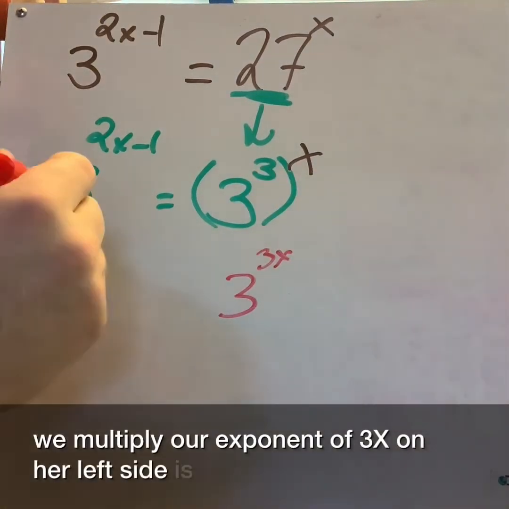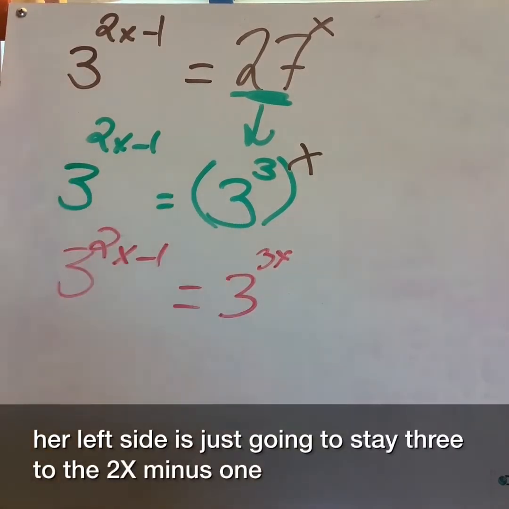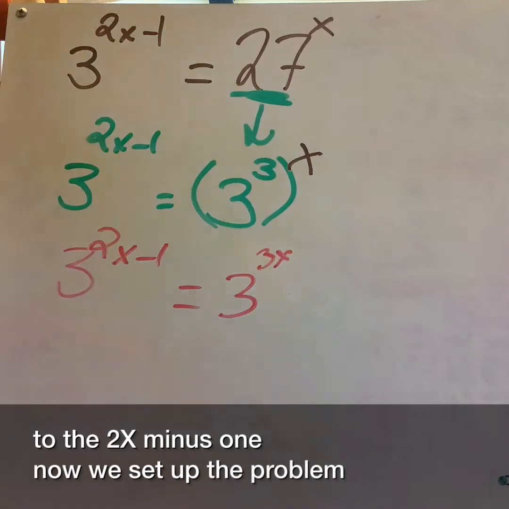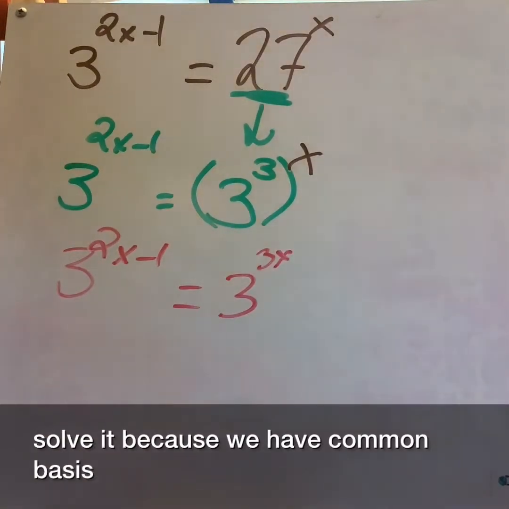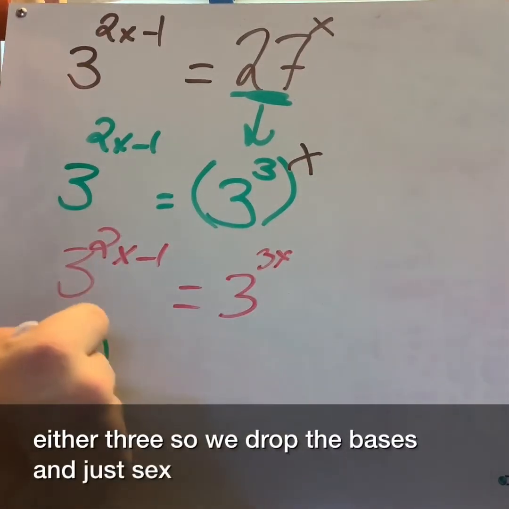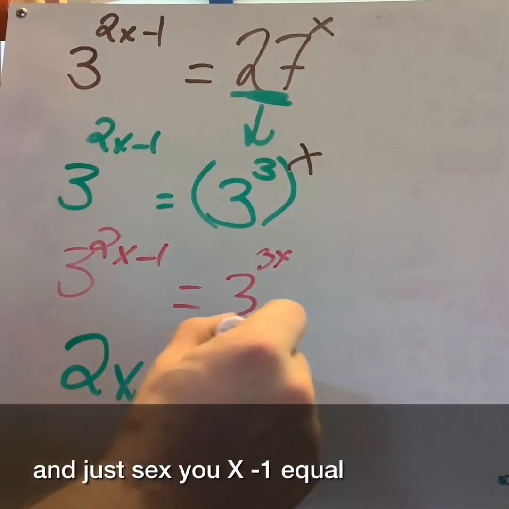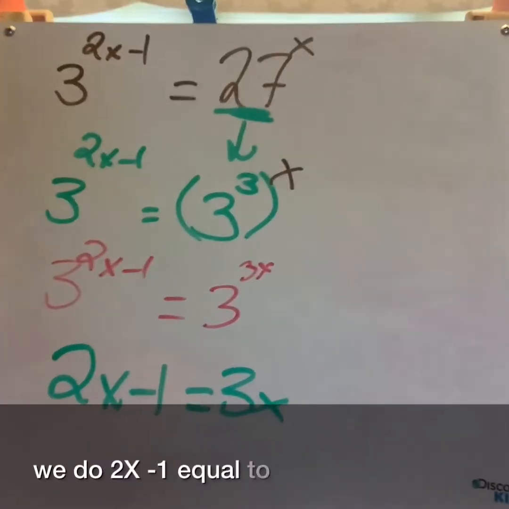On our left side, it's just going to stay 3 to the 2x minus 1. Now we've set up the problem where we can solve it because we have common bases that are 3. So we drop the bases and just set 2x minus 1 equal to 3x. We do 2x minus 1 equal to 3x.